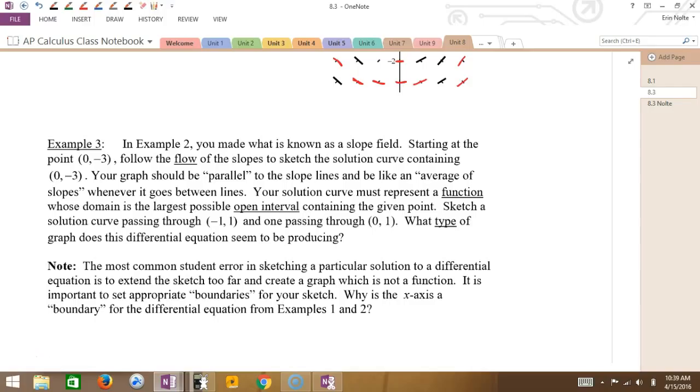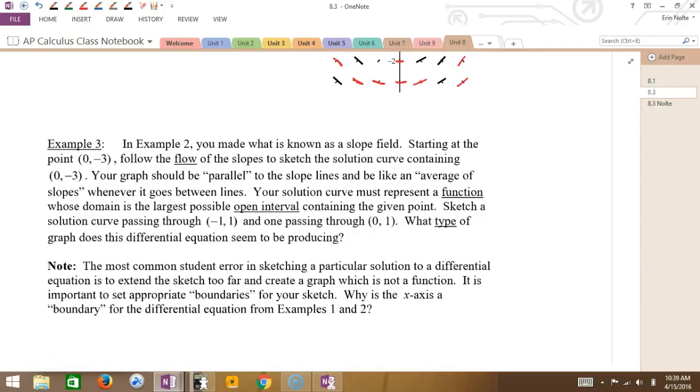But here's a big piece right here. Your solution curve must represent a function. Is a circle a function? No. So we could only use the top half of the circle or the bottom half of the circle for this scenario. It also must be on an open interval. An open interval means you cannot go between two points.